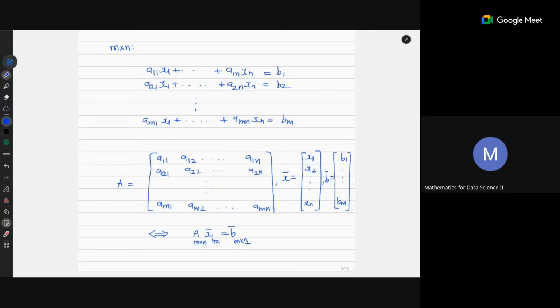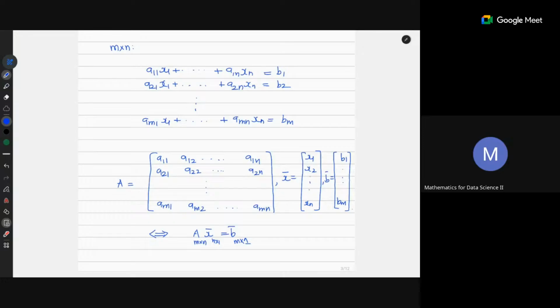Can you repeat? For a homogeneous system of equations, if the number of variables and equations are different, in that case also we will have either the trivial solution zero or infinitely many solutions. So the trivial solution is always there. The zero vector is always the solution. That is the first thing.